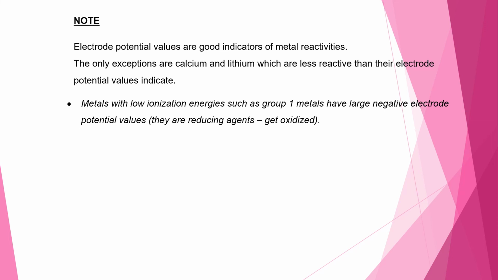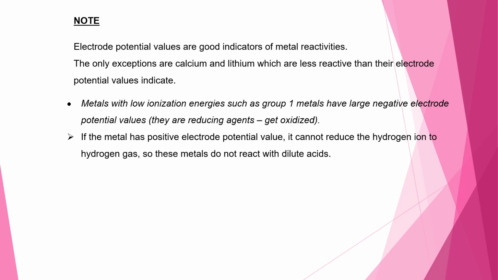The highly reactive metals will have large negative electrode potential values. So we say that these metals which have high reactivity have a greater negative electrode potential value. They are very good reducing agents because they get oxidized.